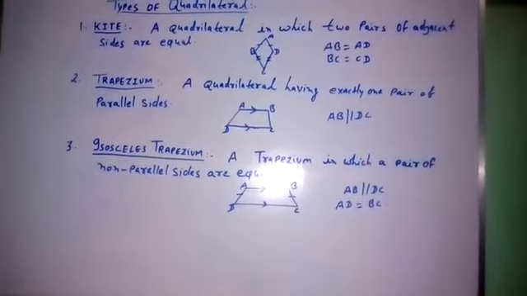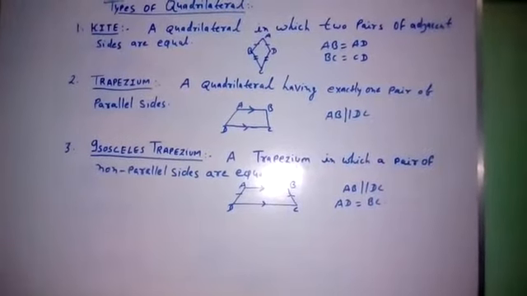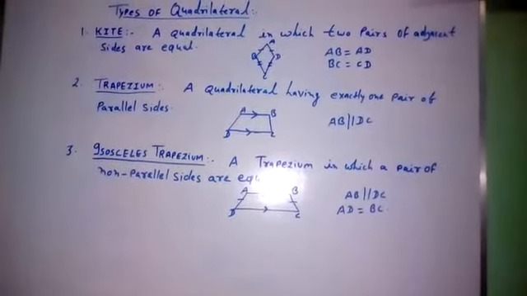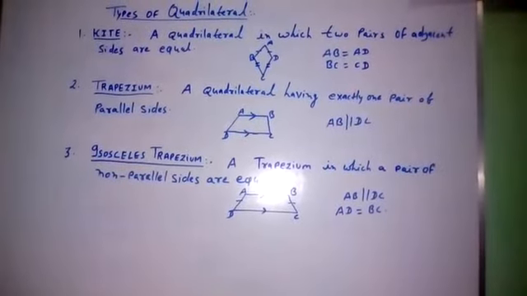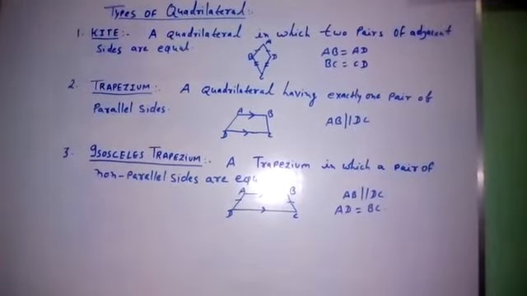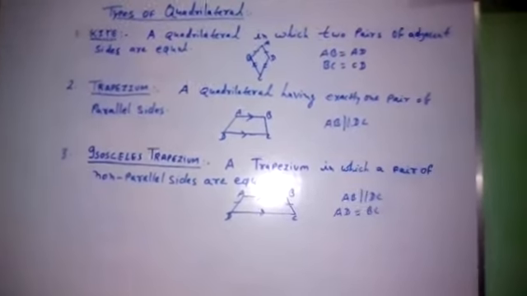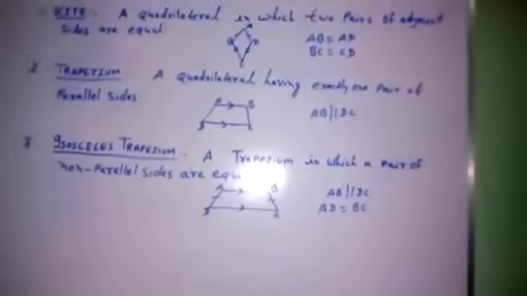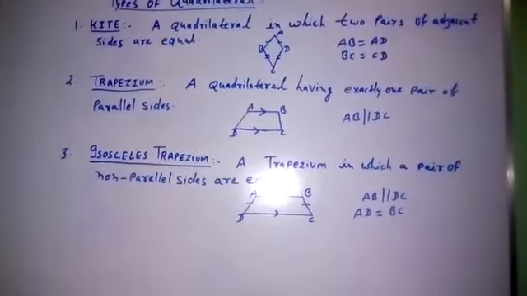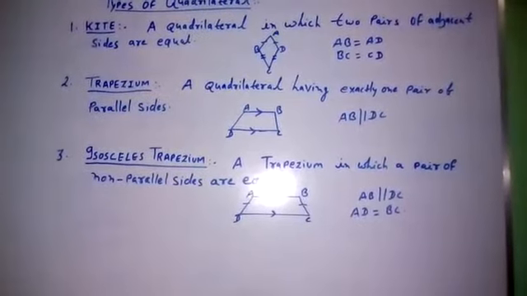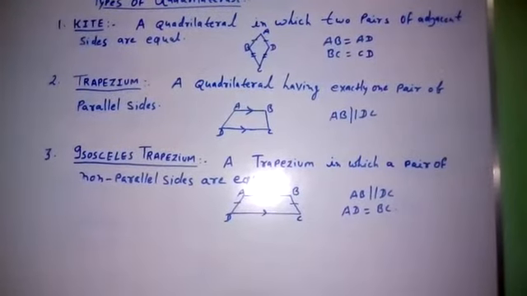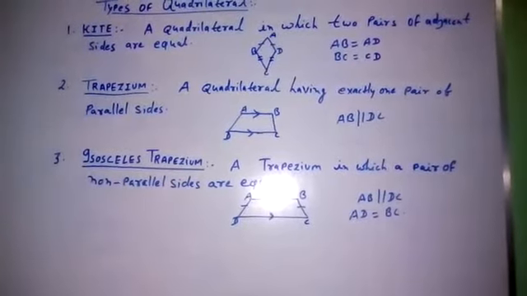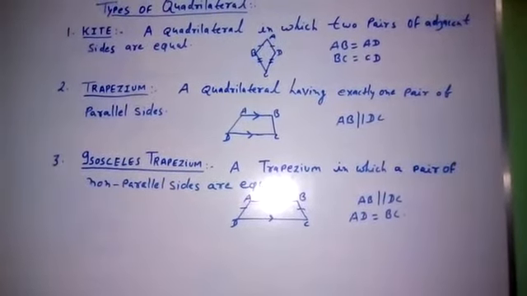A quadrilateral in which two pairs of adjacent sides are equal. That means adjacent sides, as we know, are two sides having one common vertex. So here we will see in the quadrilateral AB and AD are equal, BC and CD are equal. So it is the figure of a kite.